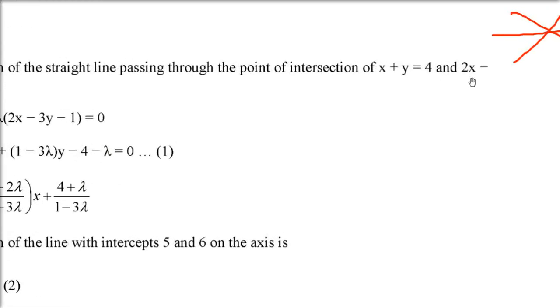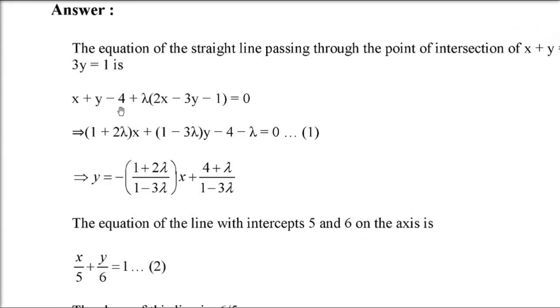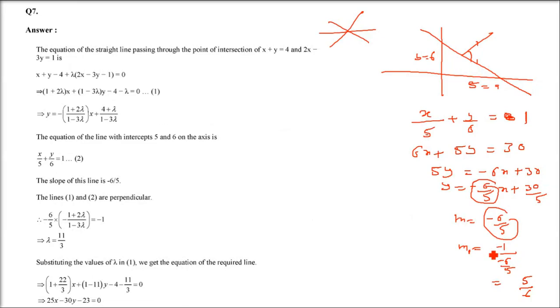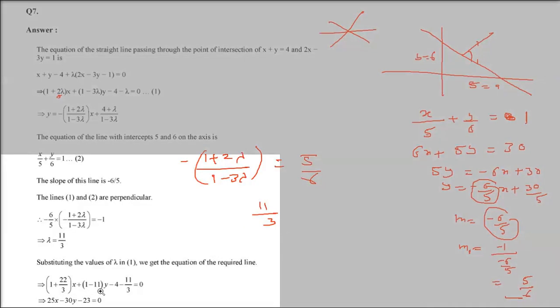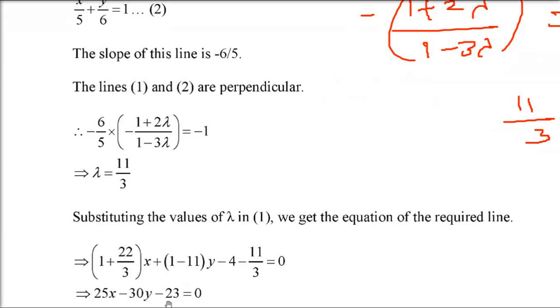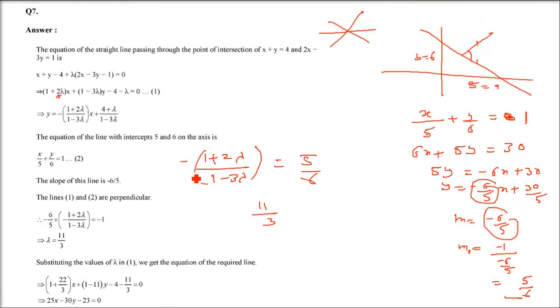See, you already have the lambda: L1 plus lambda L2. Take x together, y together, and now put it in the form y equals mx plus c. This is your m, and this m is 5 by 6. So minus 1 plus 2 lambda by 1 minus 3 lambda equals 5 by 6. When you solve it, lambda will be 11 by 3, and put it in the number 1 equation. You will get the equation as 25x minus 30y minus 23 equals 0.